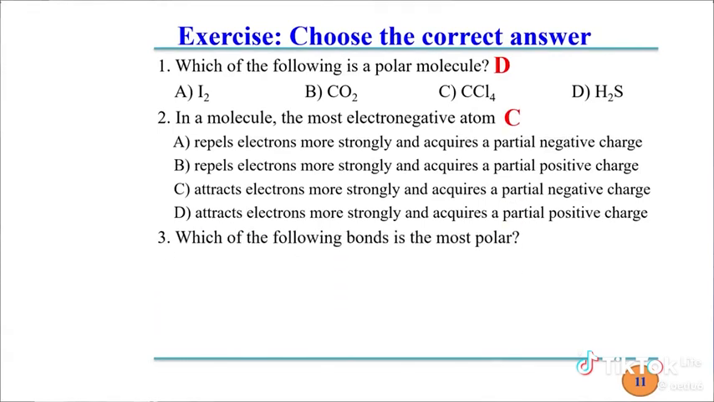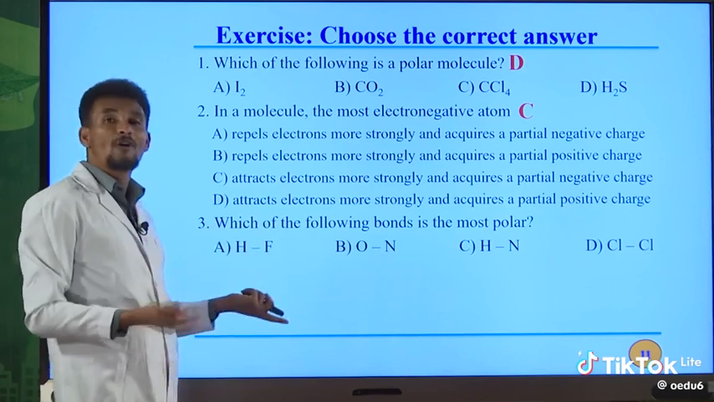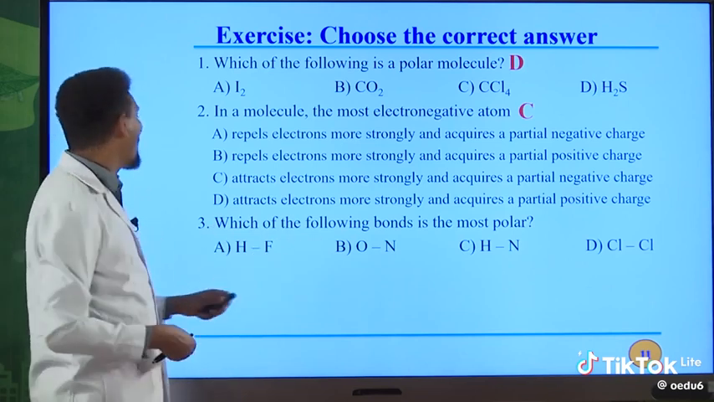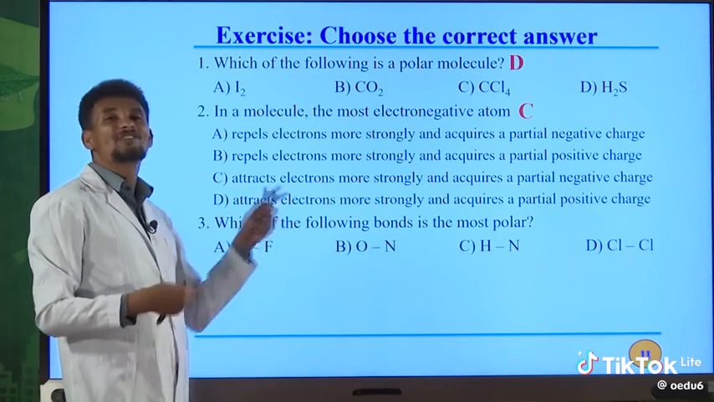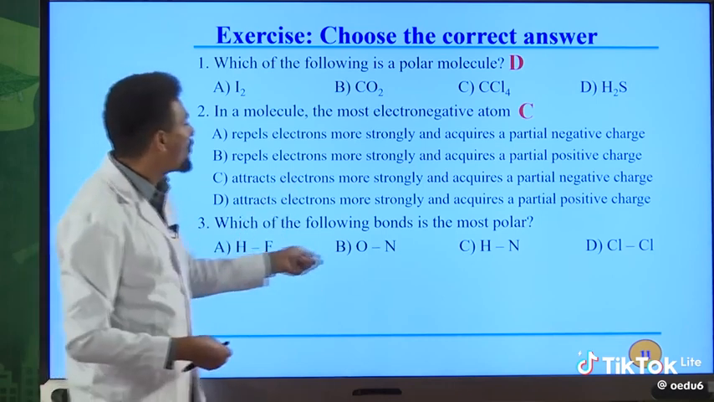Question number 3. Which of the following bonds is the most polar? So easily just calculate the electronegativity difference between these two atoms. Fluorine is the most electronegative atom. Its electronegativity value is 4, but the electronegativity value for hydrogen is 2.1. 4 minus 2.1 is equal to 1.9. So this bond is highly polar when compared with others.